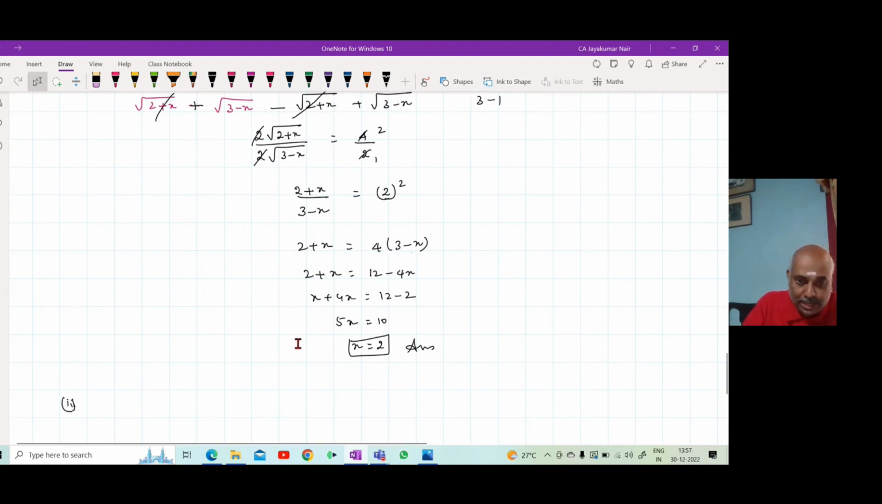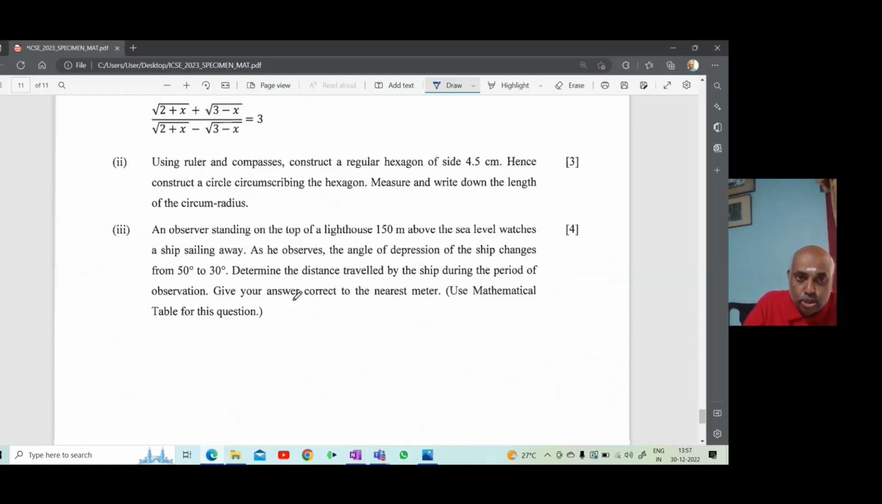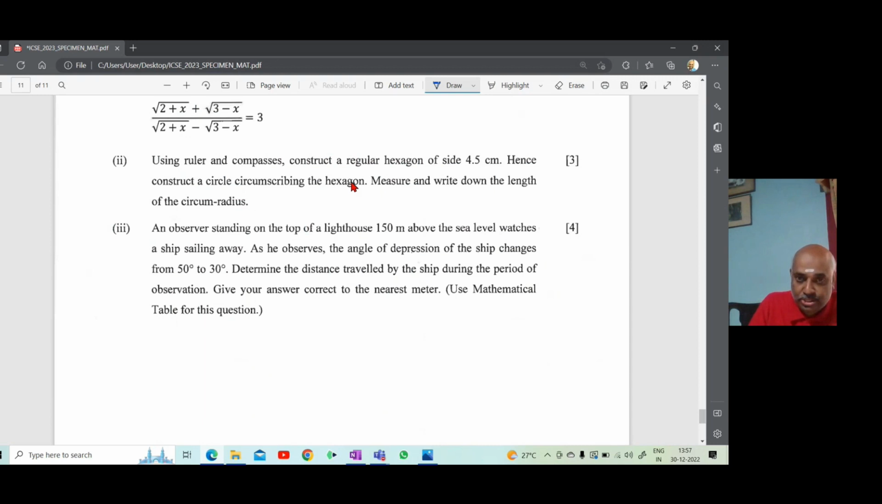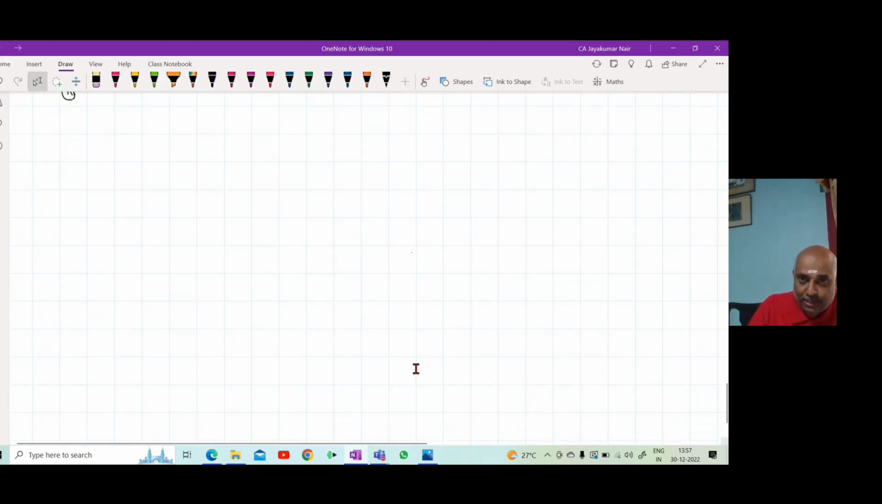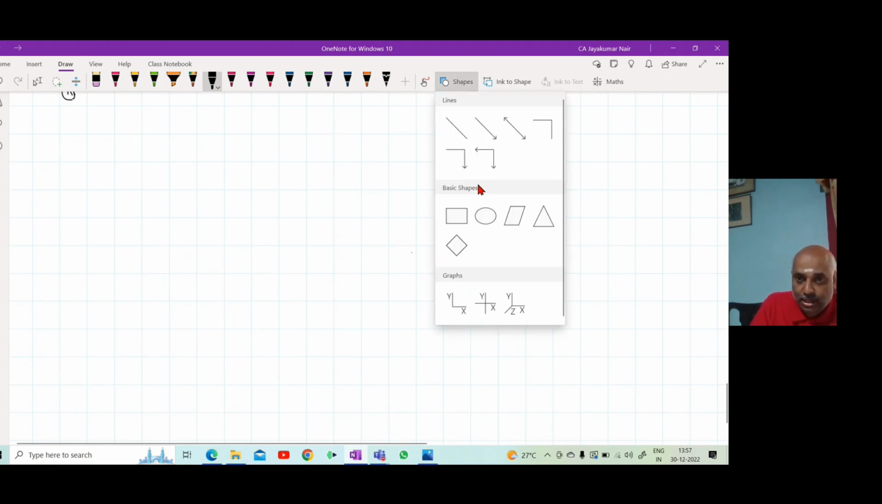Now, moving on to the next question. Using a ruler and compasses, construct a regular hexagon of side 4.5 centimeters. Hence, construct a circle circumscribing the hexagon. Measure and write down the length of the circumradius. So what do we do for this? First, I'm going to explain to you the steps, and then I will show you the constructed figure.